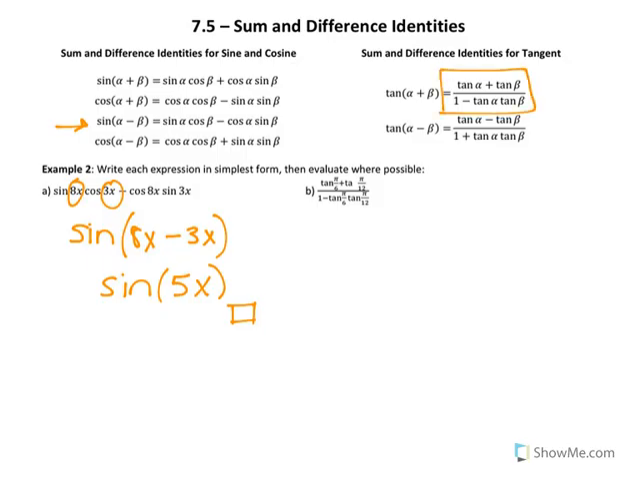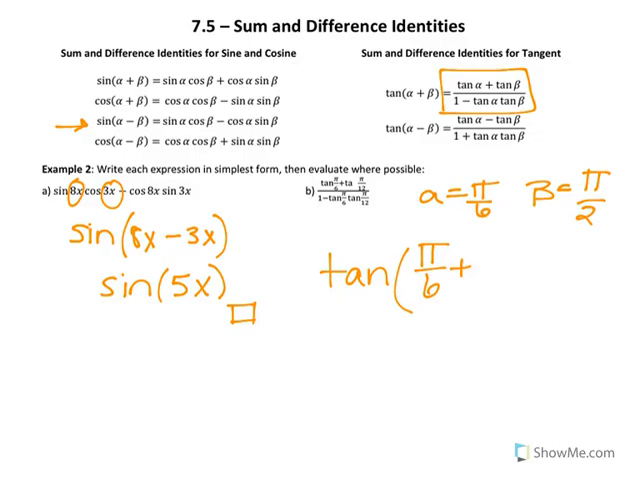Okay, looking at the next one, what you should notice is it's the same as this right here. So we're going to use tan of a plus b. Our a value is going to be pi over 6. Our beta is going to be pi over 2. So we have tan of pi over 6 plus pi over 2. 12, that's a 12, not a 2. So we're going to combine those fractions. So I'm going to rewrite this as 2 pi over 12.